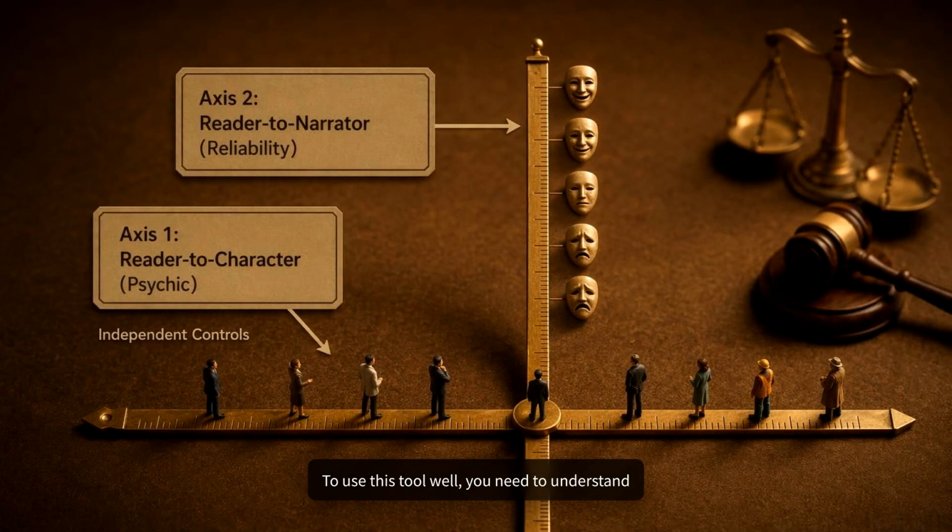To use this tool well, you need to understand that distance actually operates along two separate axes. The first axis is reader-to-character distance, also called psychic distance. This measures how close we get to a character's consciousness. It ranges from distant observation all the way to deep, immersive intimacy. The second axis is reader-to-narrator distance, which is about narrative reliability and tone. This is the relationship between the reader and the storytelling voice itself. It ranges from complete trust all the way to active suspicion or ironic separation. These two axes work independently, and great writers control both.